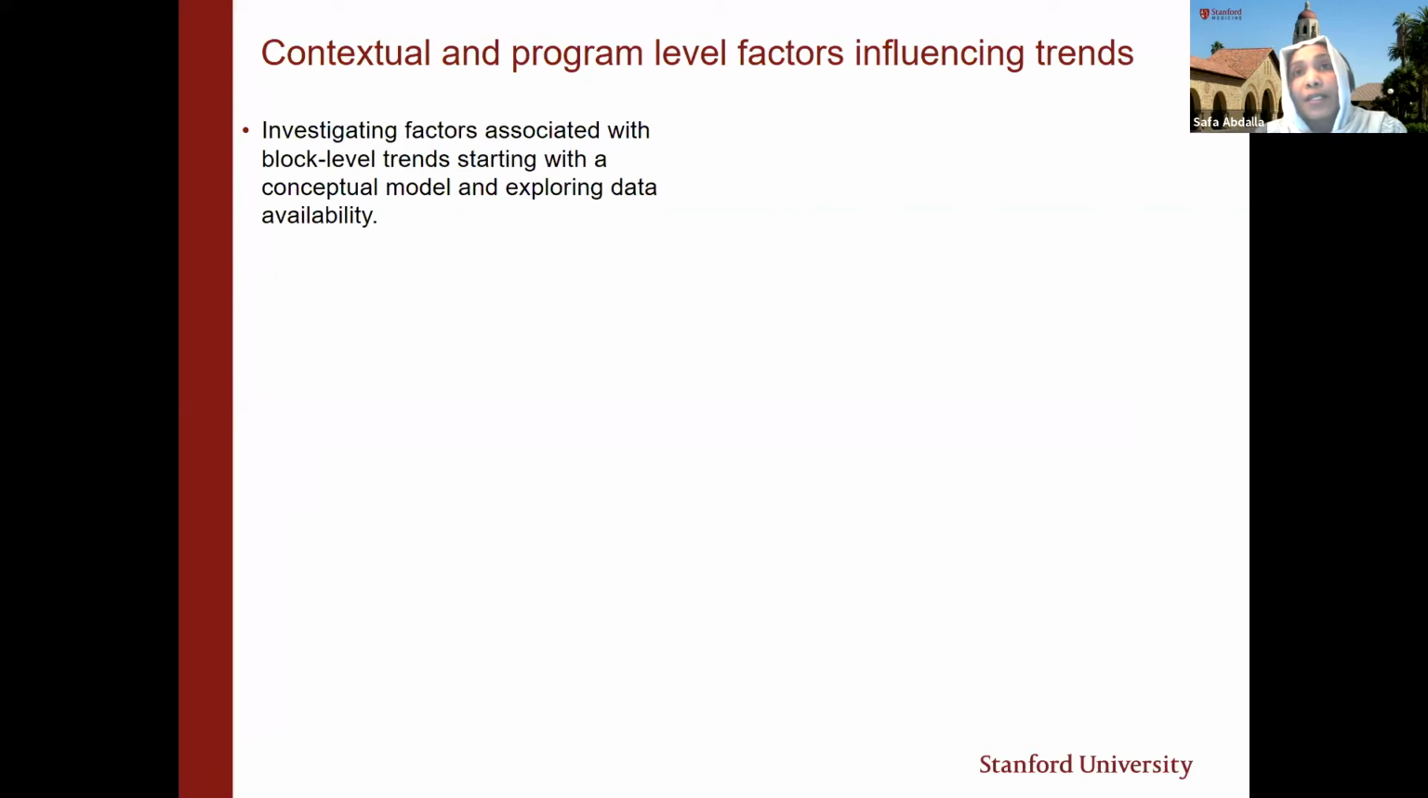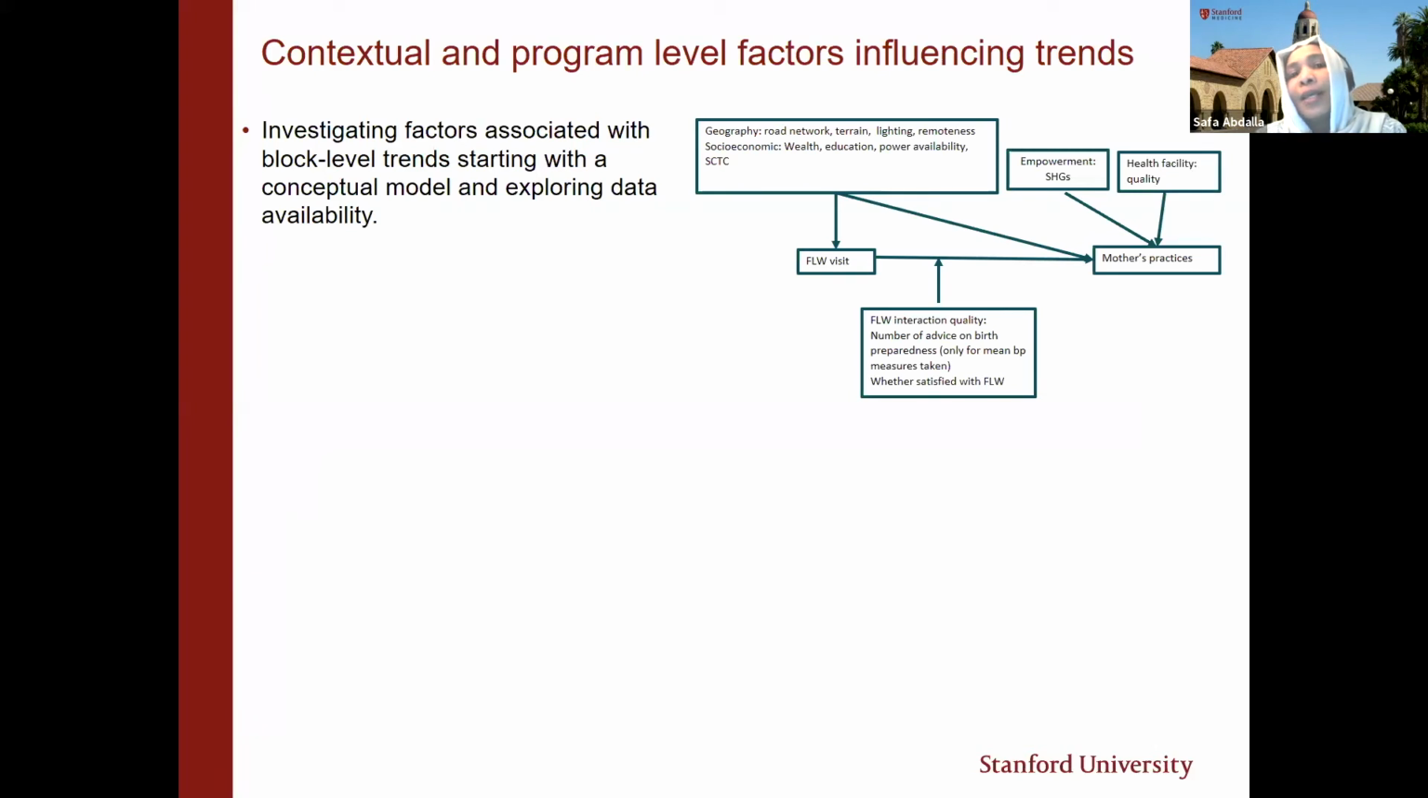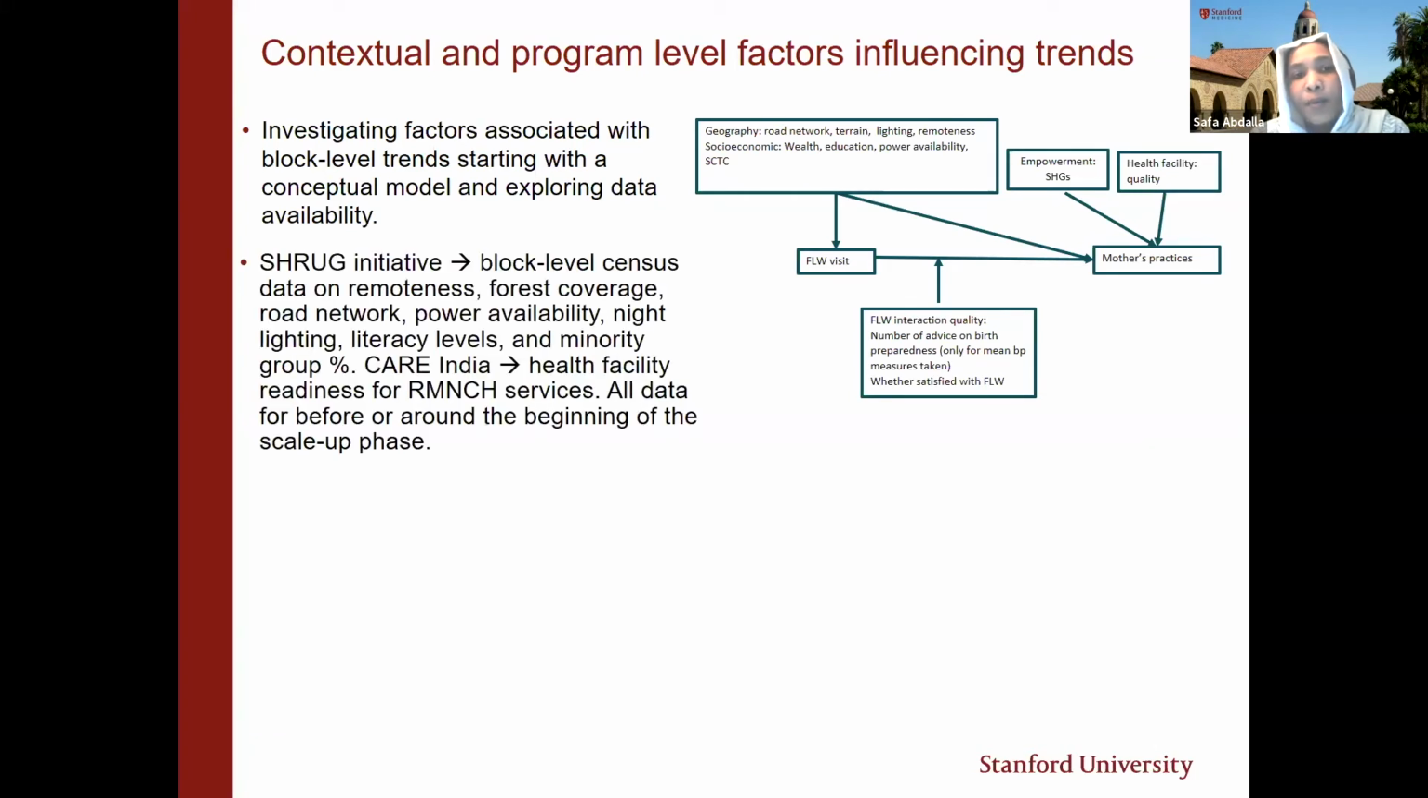We explored data availability at block level and ended up trimming the conceptual model based on the data availability. We were able to get block level data on geographical factors such as remoteness from populous towns, forest coverage, road network, power availability. We also had data on health facility readiness for maternal and child health services. And all these data were before or around the beginning of the scale-up phase. We also had data on changes during the scale-up phase, for example, frontline worker visits, substantial frontline workers, membership of self-help groups, and wealth.